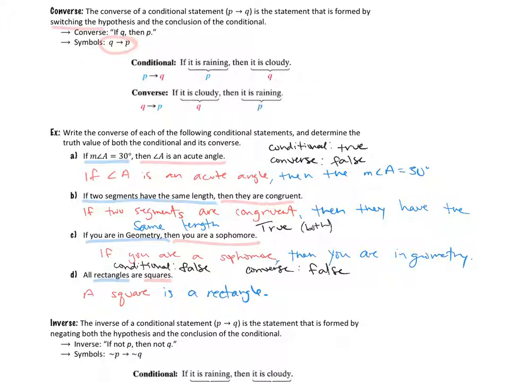Okay? Now in this case, the conditional statement, the original one, is actually false because not all rectangles are squares. Okay? So I could have a 2 by 3 rectangle, and that's not a square, but all squares are rectangles. So the converse is true.